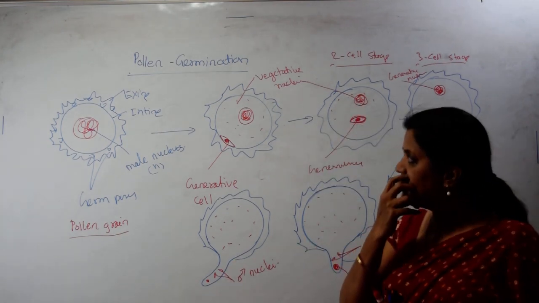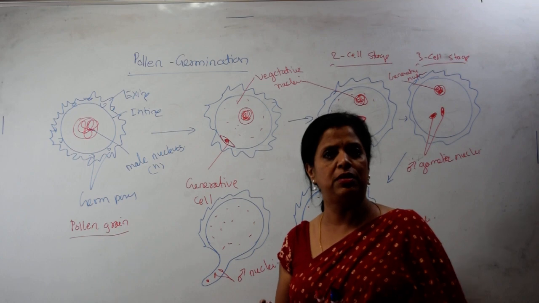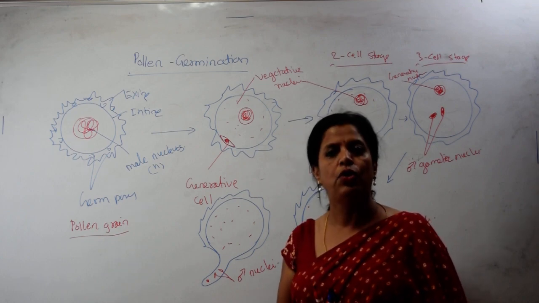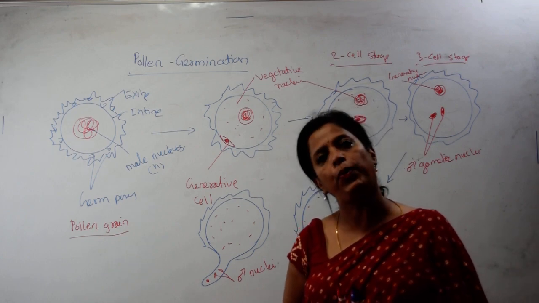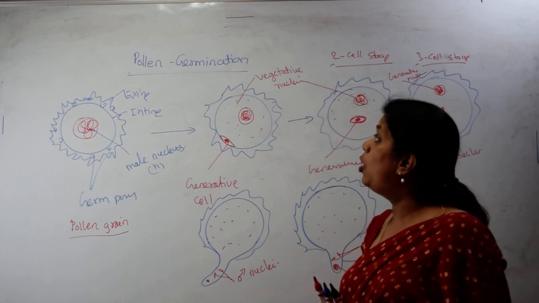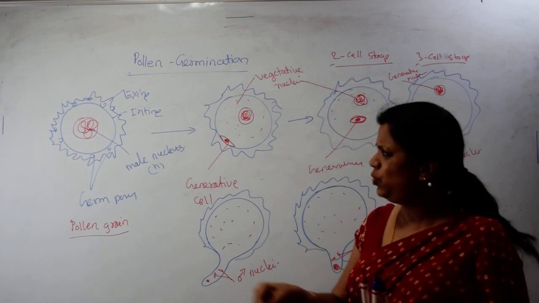Very important drawings these are. These can be asked as a 3 or 5 mark question to you. Write a note on germination of the pollen grain. So you need to draw all these diagrams and explain in just one line.